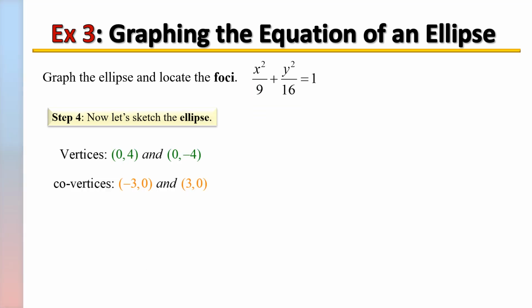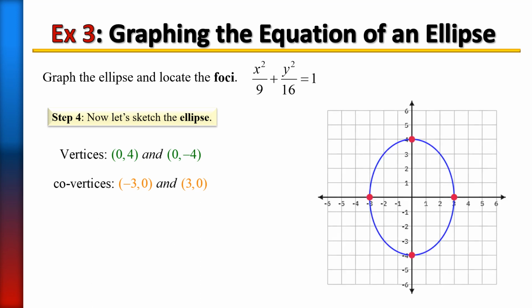So we now have enough points to sketch the graph of our ellipse. Sketching these points on the rectangular coordinate system is going to look like so. And there you have the graph.